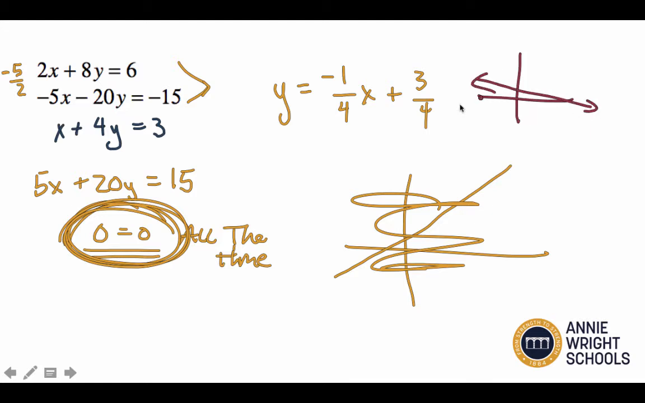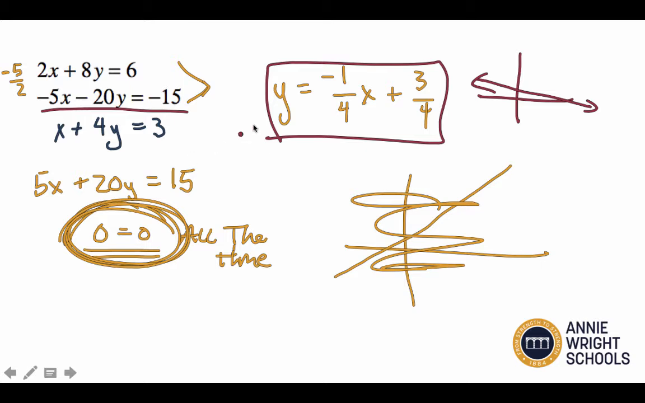So if I graph this line, and I encourage you to graph this line on your graphing calculator, this is the exact same line. So better yet, I encourage you to graph both of these on Desmos, and what you'll see is that you get the exact same line. So this has infinitely many solutions.